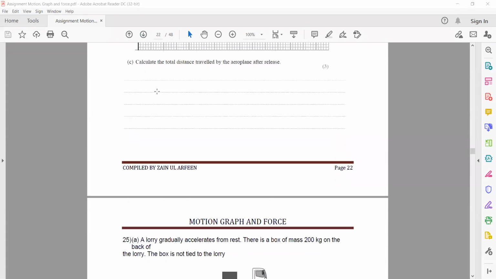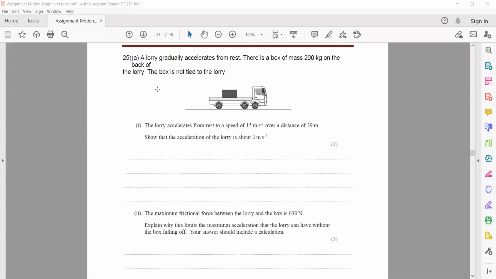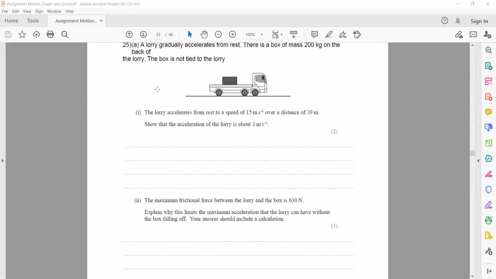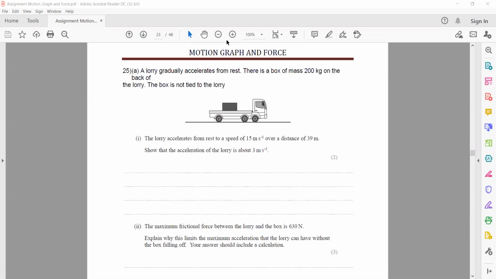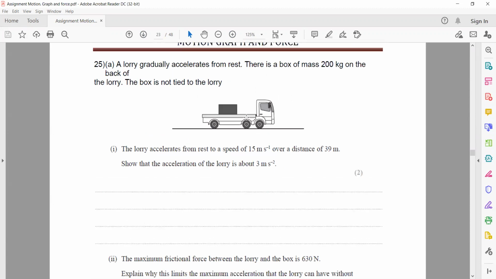So you should be able to use the values and complete the question. In question 25, a lorry gradually accelerates from rest. There is a box of mass 200 kilogram. The box is not tied to the lorry. The lorry accelerates from rest to a speed of 15 meter per second over a distance of 39 meters. So the acceleration of the lorry is about 3.